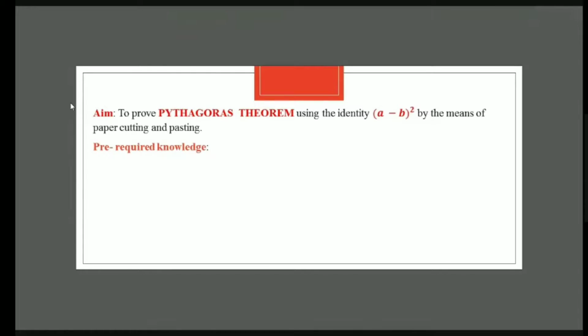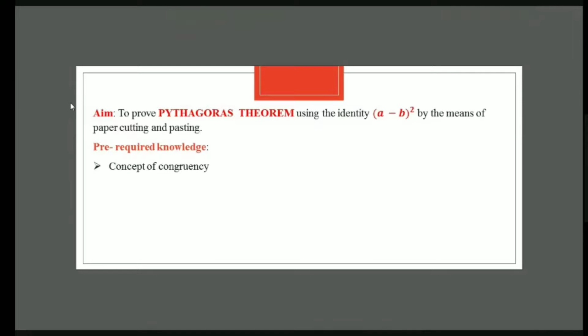The aim of the activity is again to prove the Pythagoras theorem, which is a square plus b square is equal to c square if the sides are a, b, and c, by using the identity (a - b) whole square. We'll be proving it by the method of cutting and pasting.